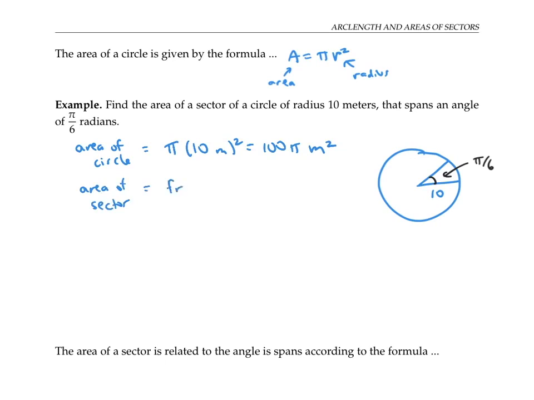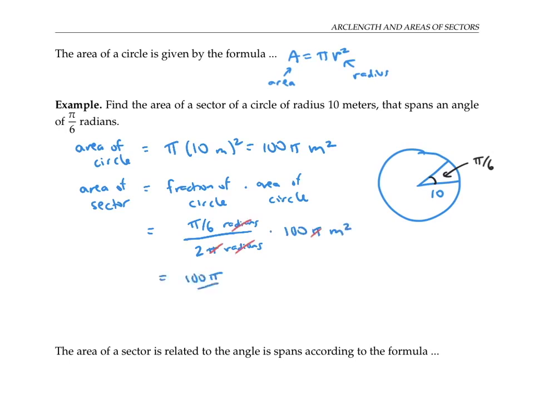So we want to take the fraction of the circle that the sector makes times the area of the circle. Well, the fraction of the circle is given by the angle pi over 6 over the total angle in the whole circle of 2 pi. We'll times that by the 100 pi meters squared. That simplifies to 100 pi over 12 meters squared, or 25/3 pi meters squared. As a decimal, that's 26.18 meters squared up to 2 decimals.